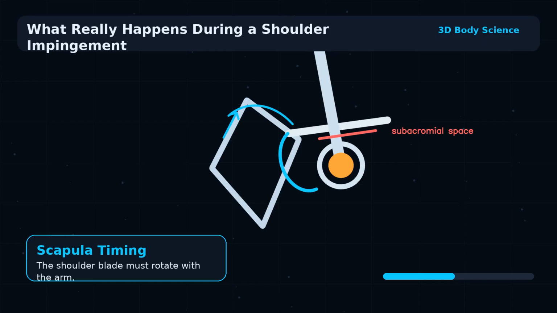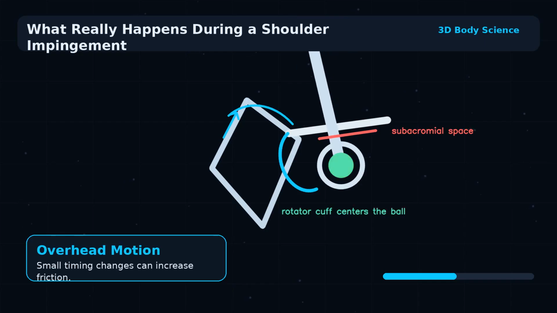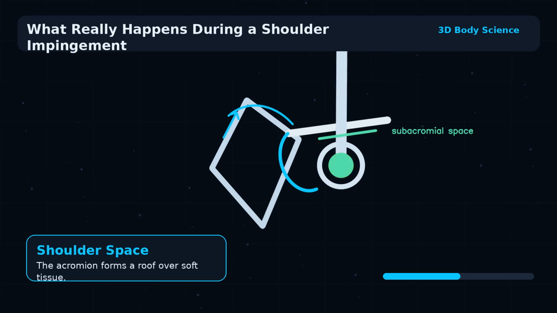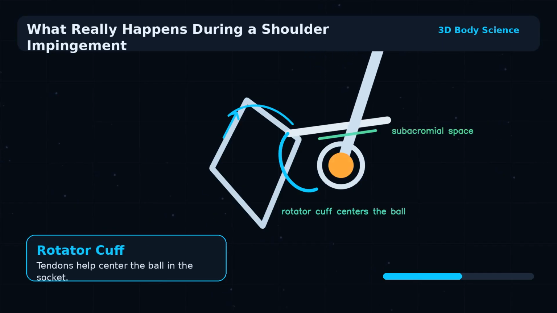If the shoulder blade does not move well, the roof over the rotator cuff may not clear the same way. That can make overhead motion feel more crowded. Many people with impingement-type symptoms notice discomfort when lifting the arm, reaching overhead, or lowering the arm from an elevated position. Some describe pain near the front or side of the shoulder.